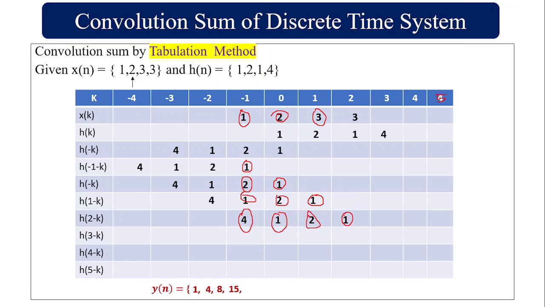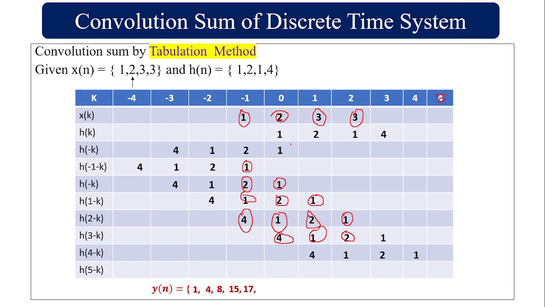So that will get you the y of 2. Again, h of 3 minus k, one shift, then multiply with your x of k. So 2 into 4, then 3 into 1 plus 3 into 2 plus 1 into 0. So totally it's going to be 17.